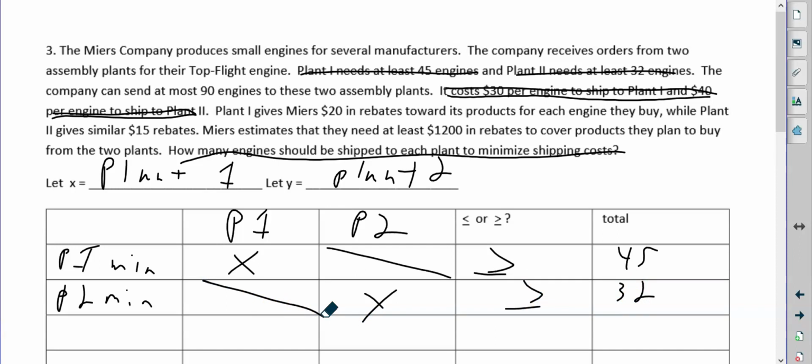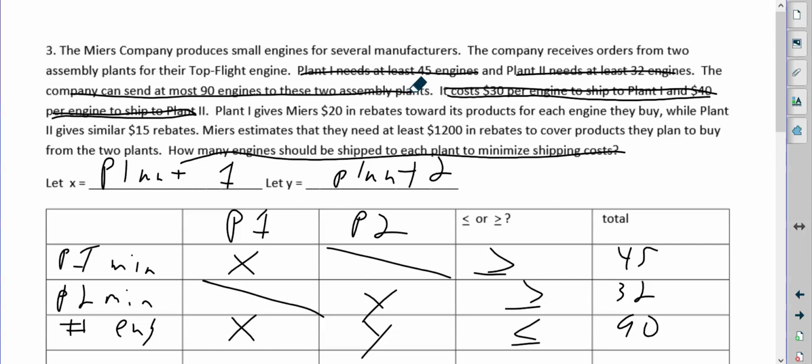What's left? The company can send at most 90 engines. That deals with both X and Y, at most 90. So that has to do with the number of engines. So that's that. Anything else?